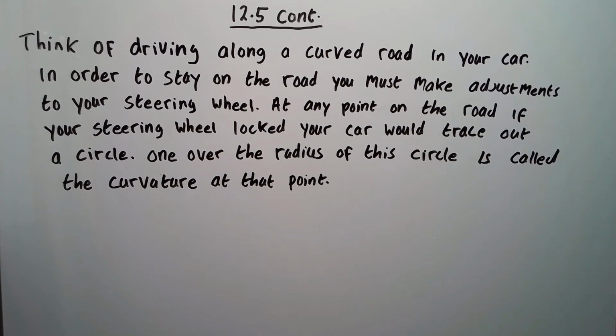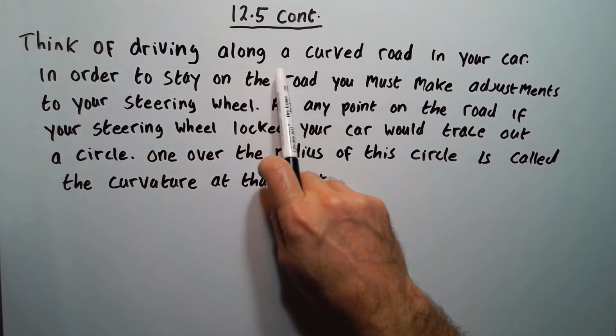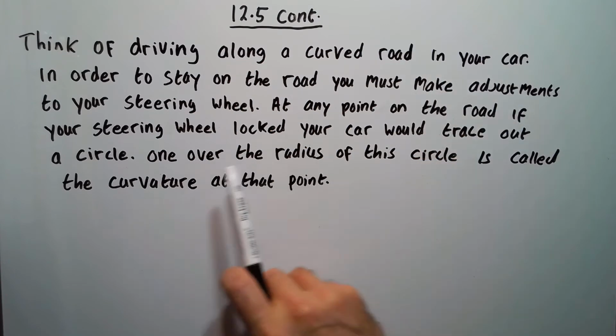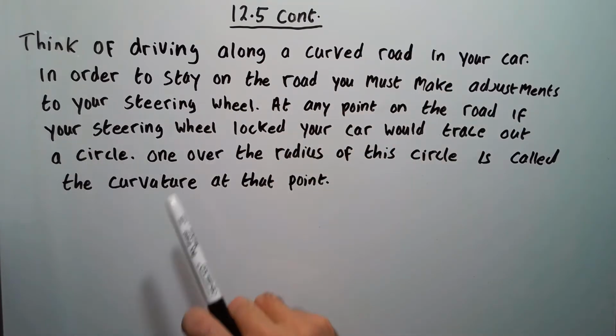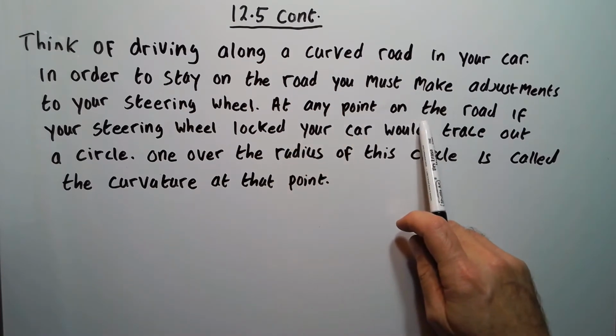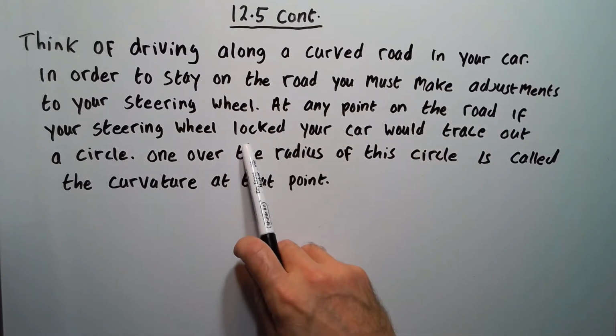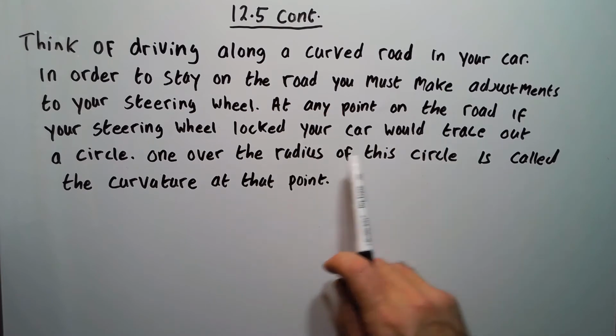Okay, so this is 12.5 continued. This is about curvature. Think of driving along a curved road in your car. In order to stay on the road, you must make adjustments to your steering wheel. At any point on the road, if your steering wheel locked, your car would trace out a circle.